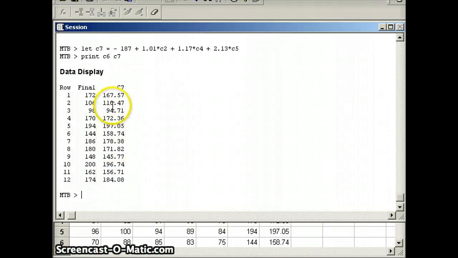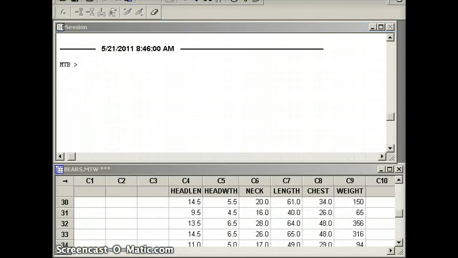But for the most part, our predicted values for C7 are fairly close to our observed values. So we feel pretty good about our regression equation for predicting the score in the final exam based on our most important variables, which in this case, for some reason, was the second test, the score on the quizzes, and the score on the homework.